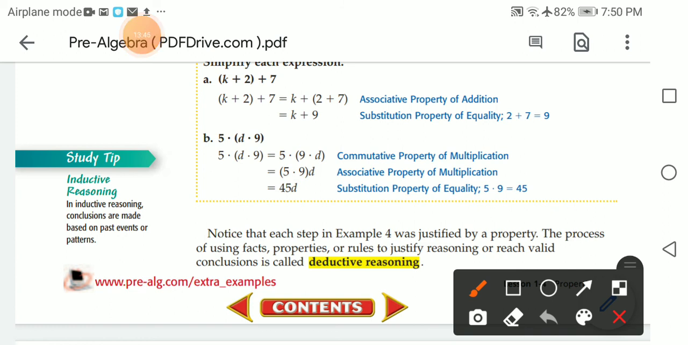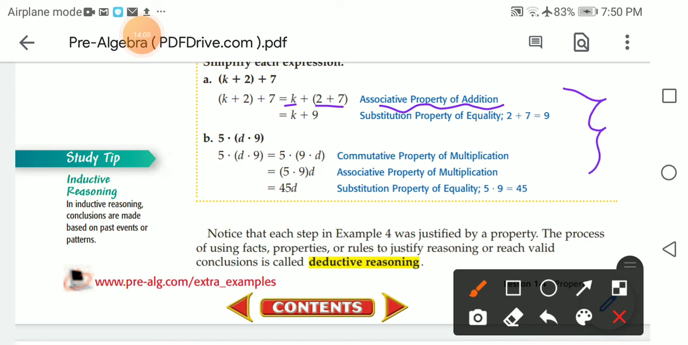I have here variables and numbers. So what do you think? I will use the associative property of addition, right? So I will put the variable outside and put the numbers together. It's by logic. So k here plus 9. And I'm doing what here? I'm simplifying each expression.